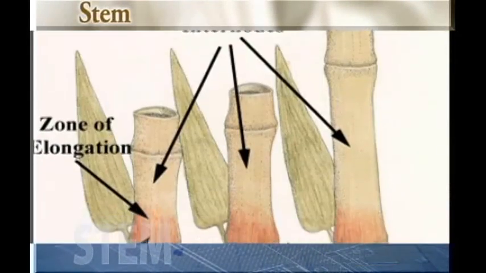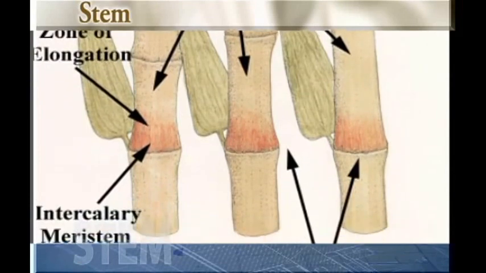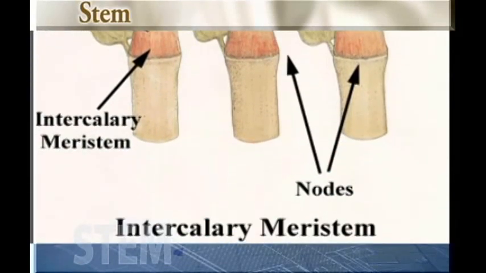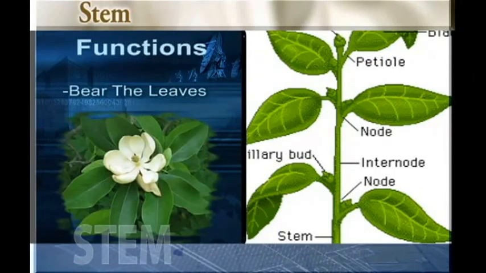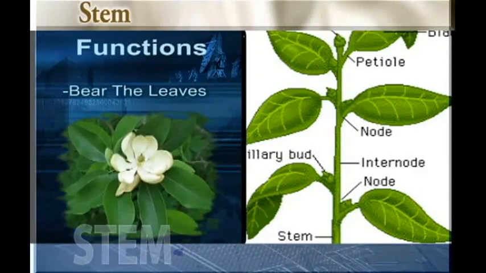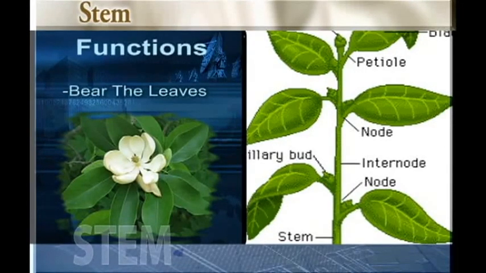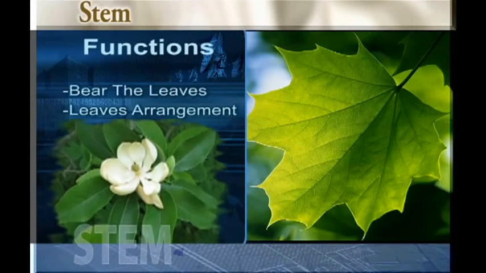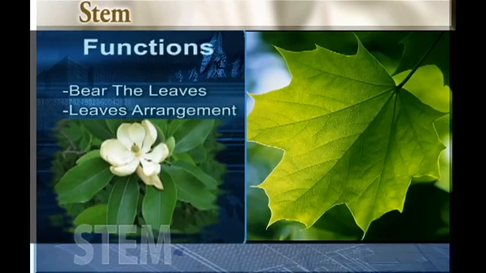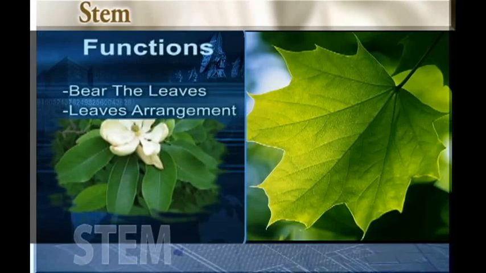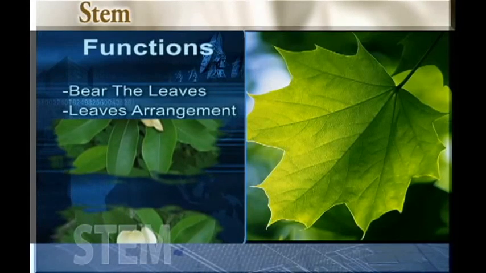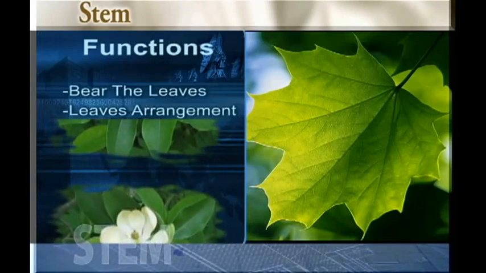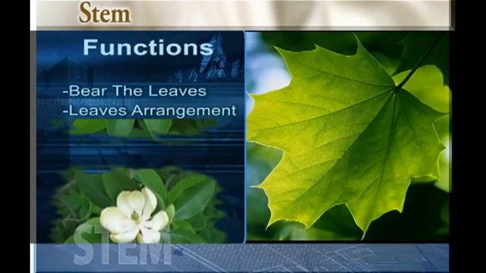Now, the stem has several functions, and one of the functions of the stem is to bear the leaves. It's the one that bears the leaves. And after bearing the leaves, another responsibility is to hold the leaves in such a way that they obtain maximum amount of light in the atmosphere. So the leaves are arranged on the stem in such a way that they receive maximum amount of sunlight.